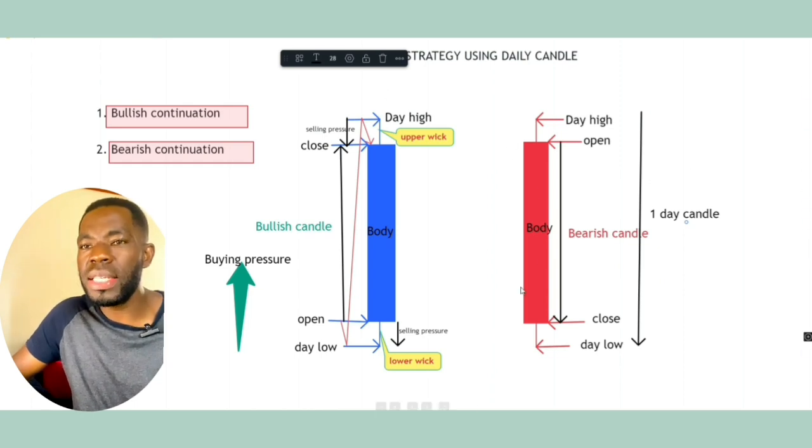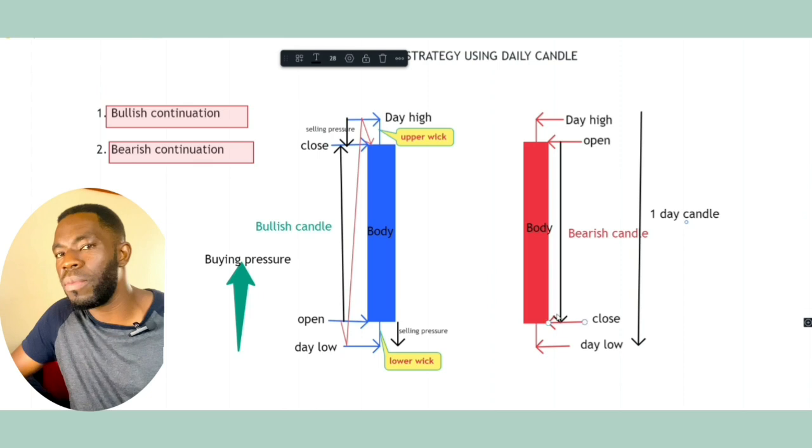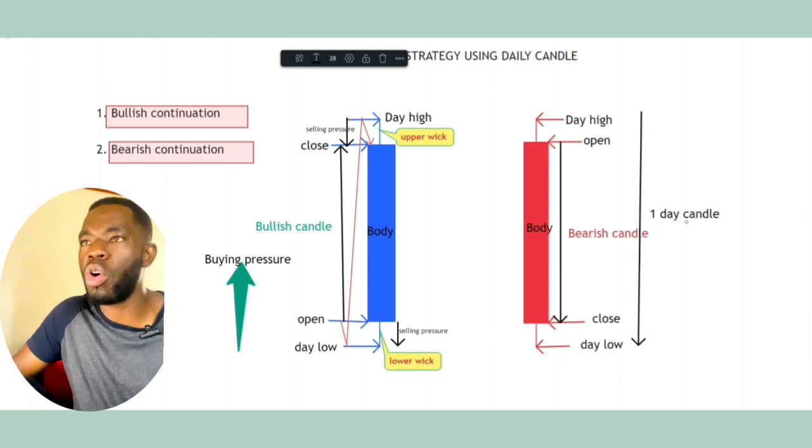This means that the sellers were more in control within this range of the candle, from the day open to the day close. Sellers were mostly in control. There was more selling pressure than buying pressure, okay. So what we see here is that the market opened at the beginning of the day at this price.